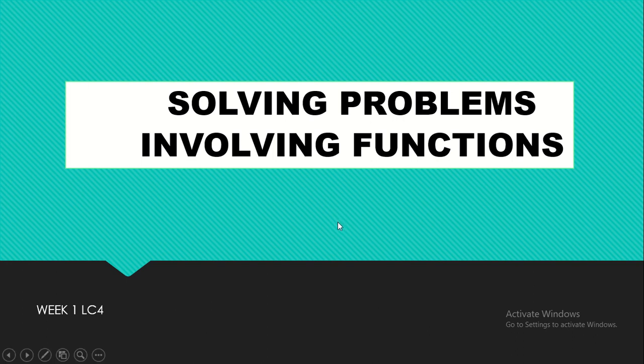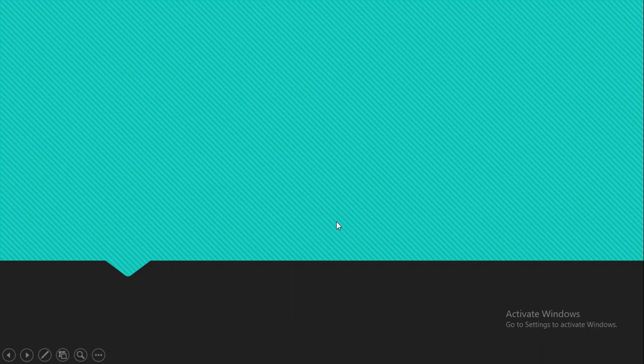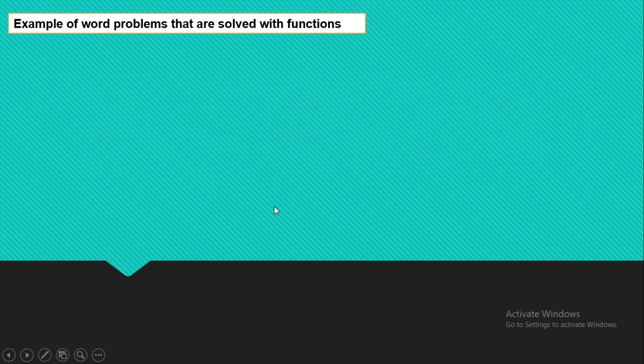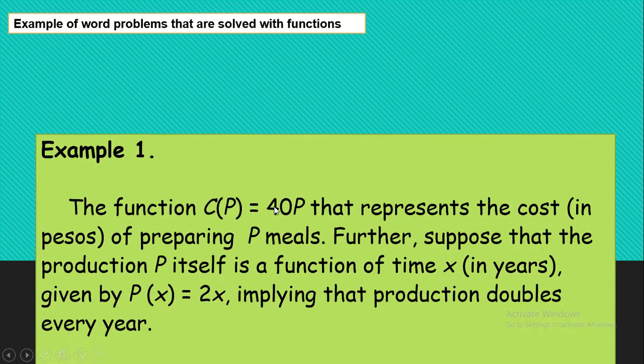Hi! Our next lesson for today is solving problems involving functions. In this lesson, you are to solve word problems by carefully reading the problem description and converting the information into a function, thus creating a mathematical model of a problem. So here is an example of a word problem.